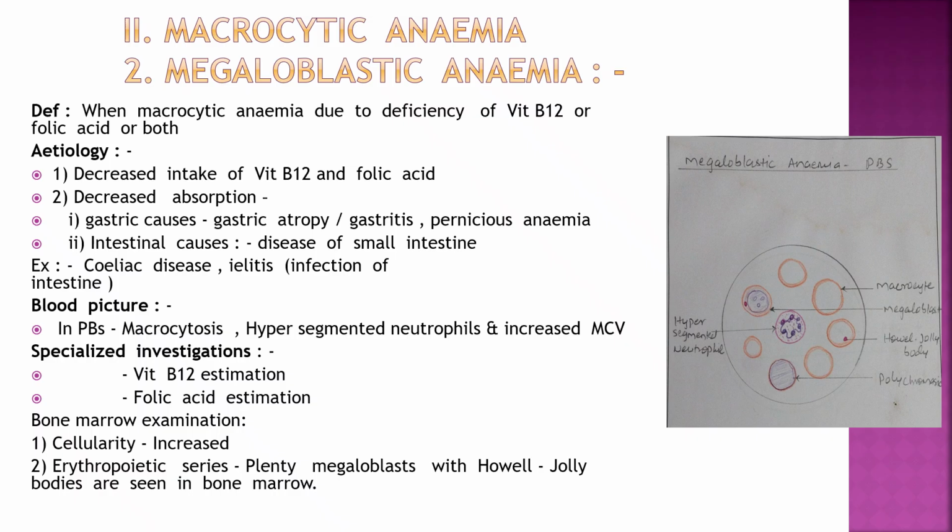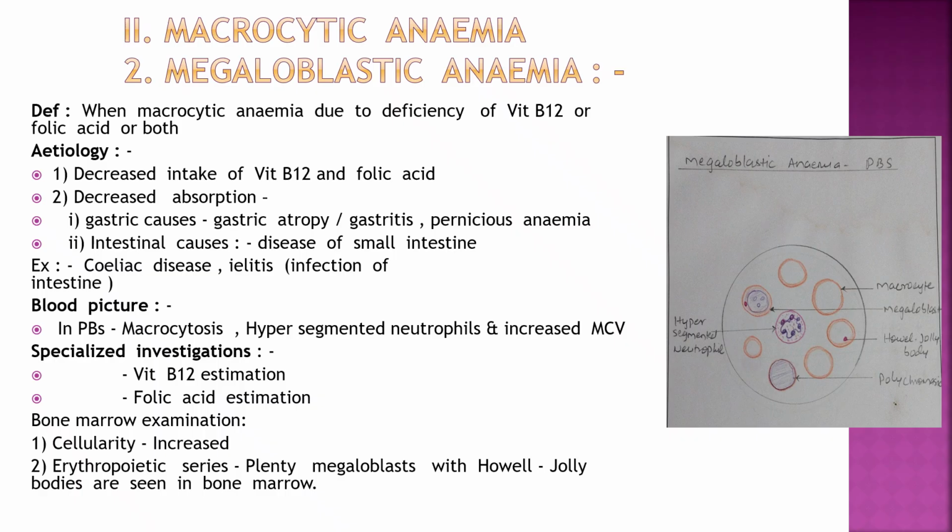Megaloblastic anemia: when macrocytic anemia is because of vitamin B12 or folic acid or both deficiency, it is called megaloblastic anemia. The name megaloblastic, mega means more or increased size of the RBC. So etiology can be because of decreased intake of vitamin B12 or folic acid, like decreased intake of leafy vegetables, or intake is normal but there is decreased absorption because of gastric causes like gastric atrophy, pernicious anemia, or intestinal causes like disease of small intestine like celiac disease or ileitis.